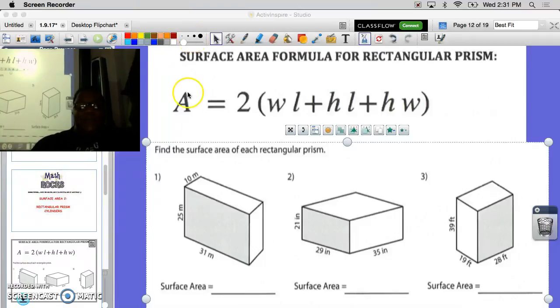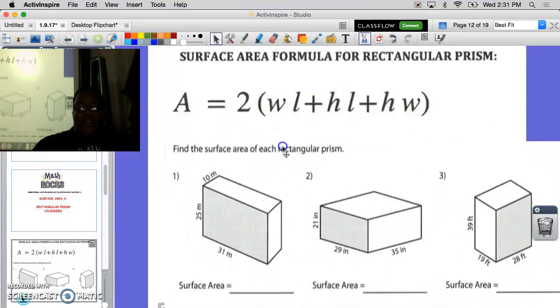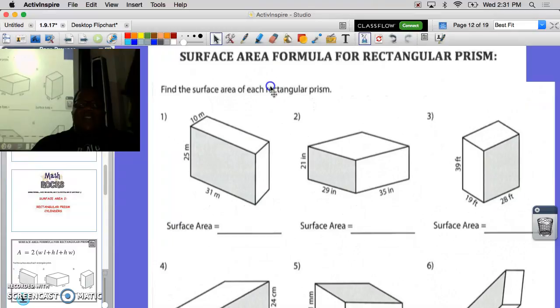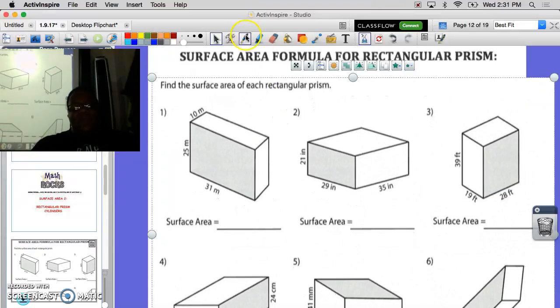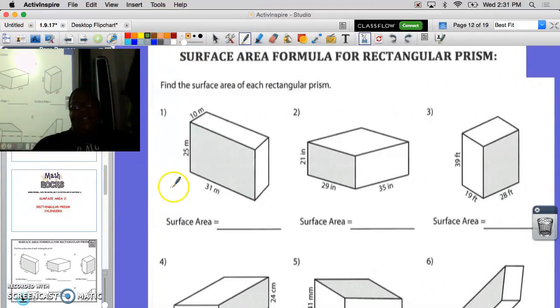All right, so the surface area equals 2 times width times length, plus height times length, plus height times width. Okay, so we're going to go ahead and start filling in numbers. But I remember now some people were always asking me, hey, Miss Hart, how do you know the difference between the height, the length, and the width? I tried to explain to them what I see in my head, and it just made me sound crazy, but I went there anyway, just to try to explain.